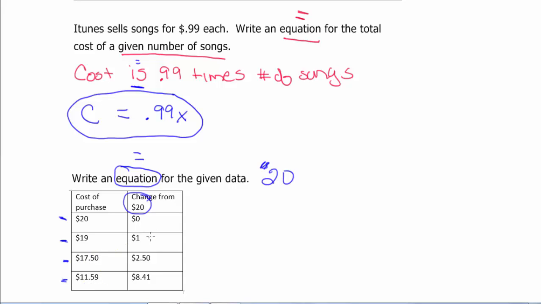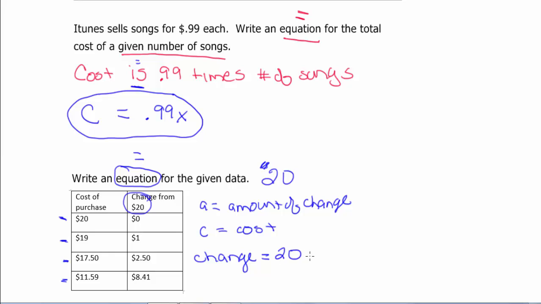So now we have to come up with an equation that explains what's happening there, okay? So let's use A for amount of change. You can use whatever you want. You can use X if you want. And let's use C for the cost. Okay, so the change that you get from your 20 equals what? Well, it equals your $20 bill minus whatever you bought, minus the cost of the item.